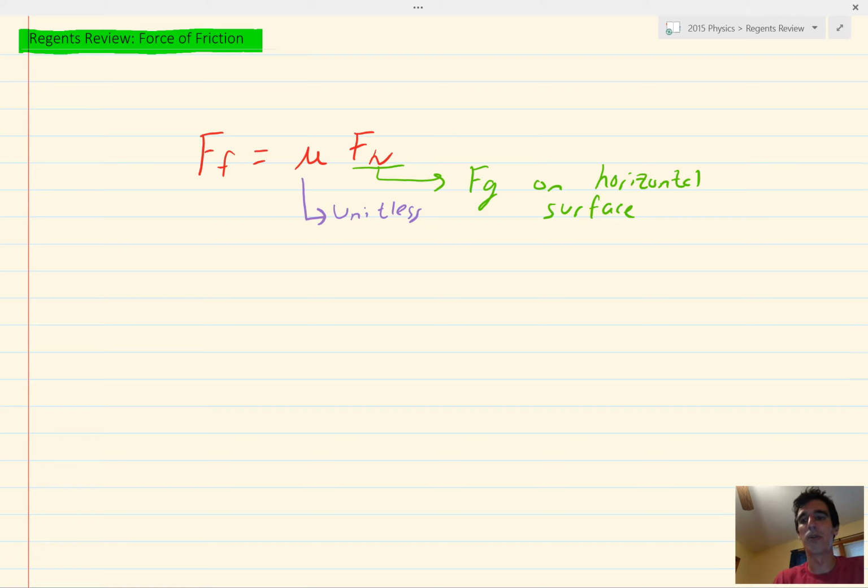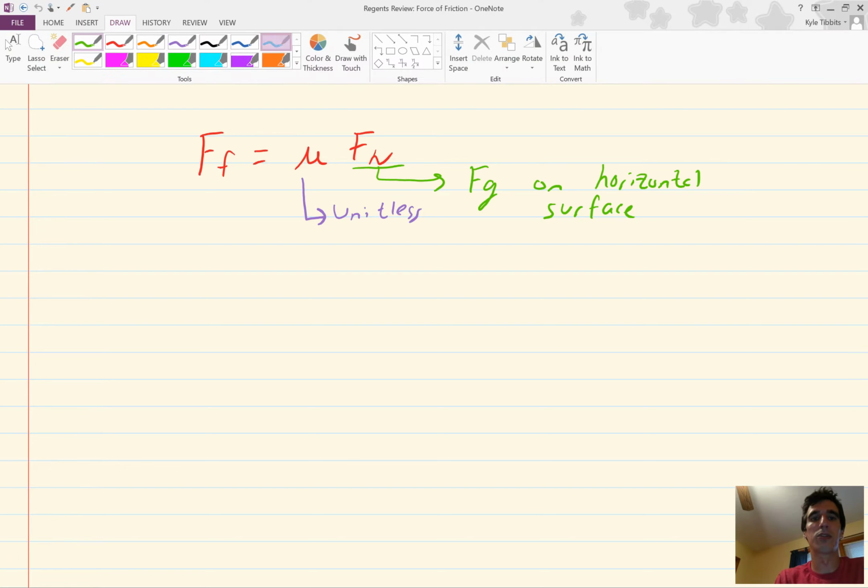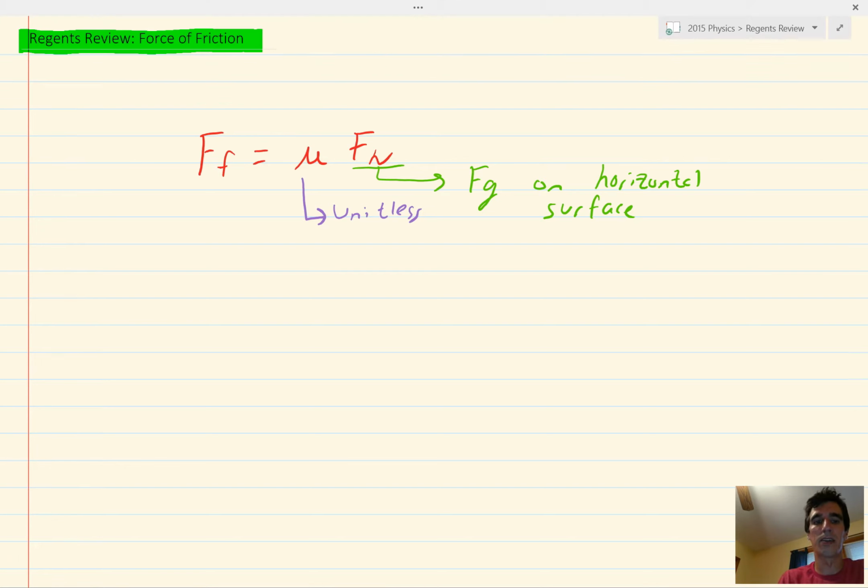Now, when we look at mu, we've got static and kinetic. Kinetic is the coefficient of friction while the object is moving. Static is the coefficient of friction to get the object moving. Most often, we look at the kinetic coefficient of friction. Now, one common scenario is when you're pulling something at an angle.